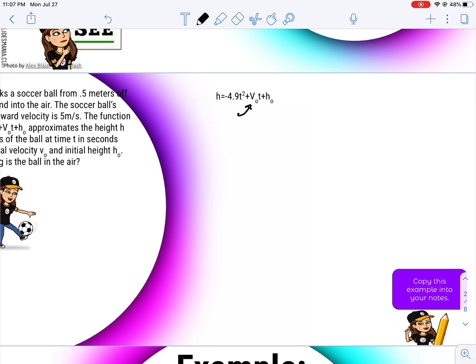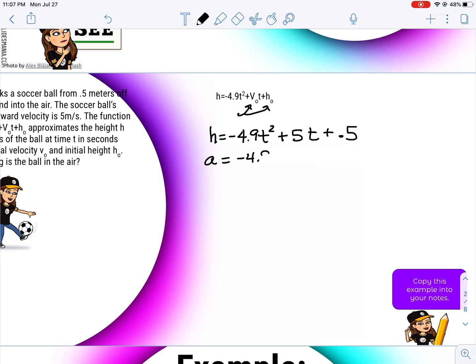So just as a refresher, don't forget anything that has a little o is always standing for the initial amount. So in this problem, they tell us the initial velocity was 5 and the initial height was 0.5. So we are going to substitute those numbers in to start with. From here, again, it doesn't really look like vertex form, and I would not want to factor something that looks like that with decimals. So this is a great problem to do our quadratic formula on.